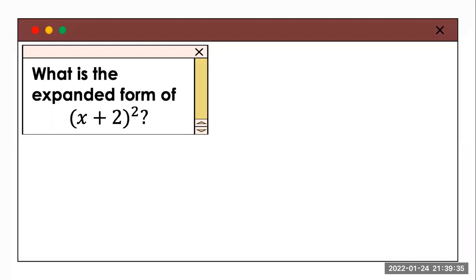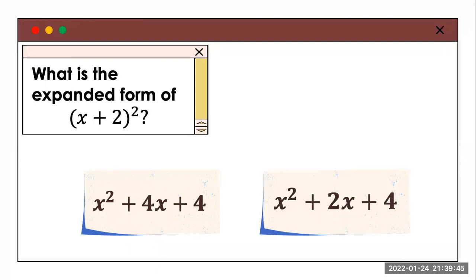Try nga natin to. Tignan natin kung masasagot nyo. What is the expanded form of the quantity x plus 2 squared? Is it x squared plus 4x plus 4 or x squared plus 2x plus 4? Very good. The answer is x squared plus 4x plus 4.